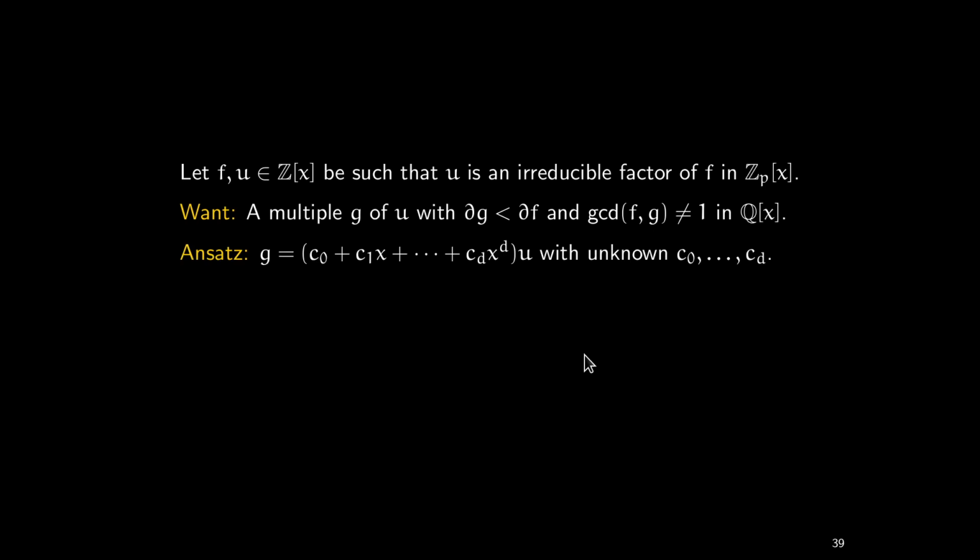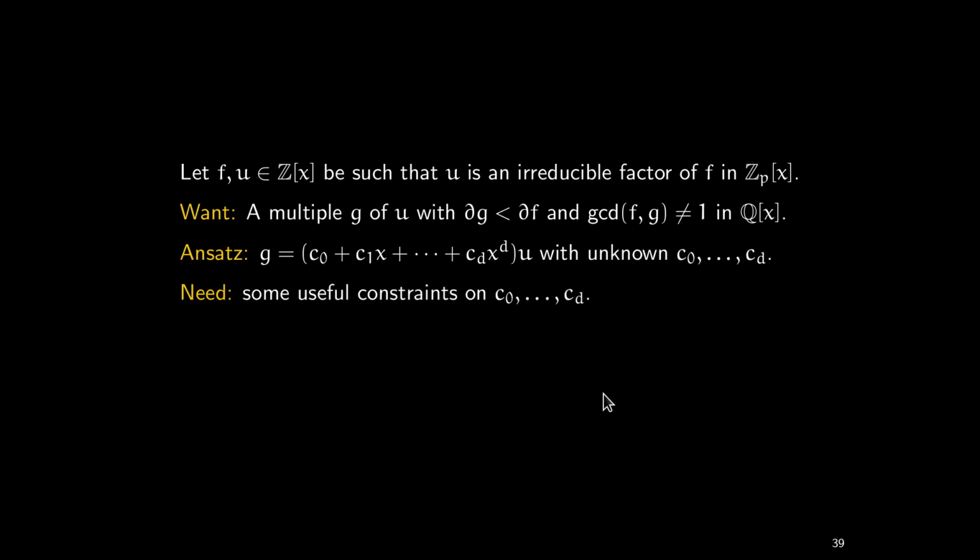Okay, so we make an ansatz. We say, what could the g possibly look like in order to be a multiple of u? It will be u times something with undetermined coefficients up to a certain degree, and the degree here is degree f minus degree u minus 1. So the D is clear what it would be because I have the f and the u. What I don't have is the coefficients. That's what I want to determine.